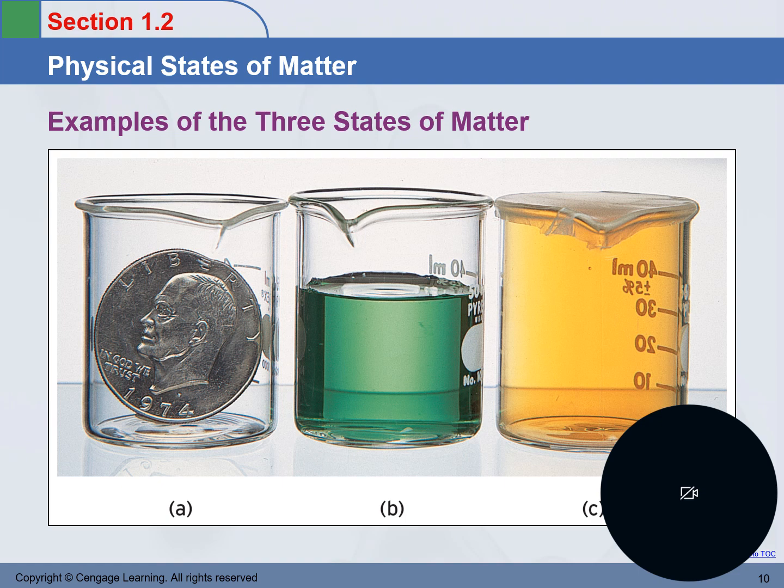And C is a gas. Notice we have some film on top of there that's trapping the gas. It is taking the shape of the container and it's filling it completely because it doesn't have a definite volume or a definite shape.